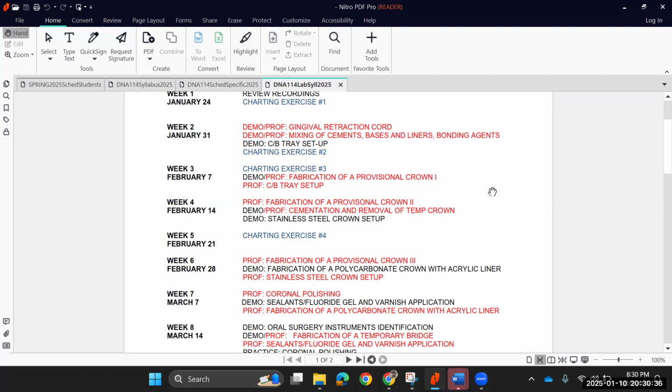In your typodonts, you're going to be doing all of crown 1, crown 2, crown 3, and even a temporary bridge. So there's a lot to do with that, and that's why I'm saying try not to forget it. Put the whole box in the trunk of your car along with the prep teeth so you don't have to worry about that.